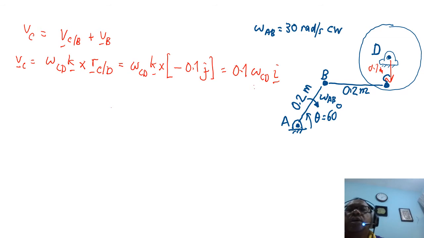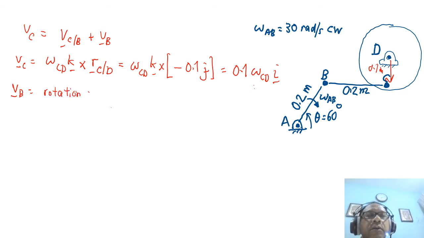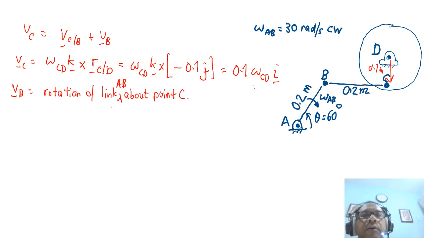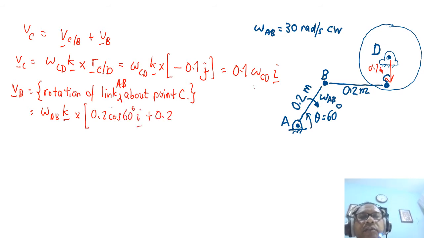And do you know what VB is? We know that VB is also the rotation of link AB about point C. So VB equals omega AB K cross the position vector B relative to C, which is 0.2 cos 60 degrees I plus 0.2 sin 60 degrees J.